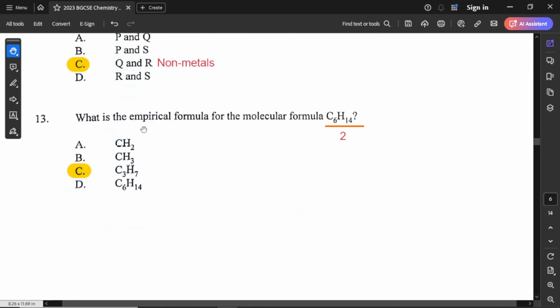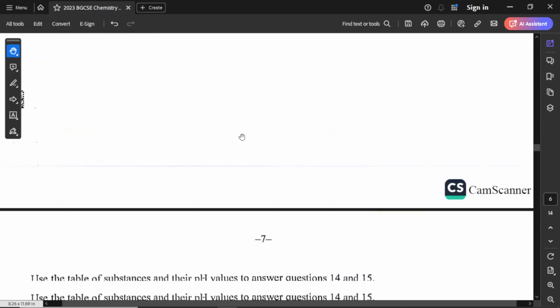For number 13, it said what is the empirical formula for the molecular formula C6H14? Right here, the lowest common factor is 2. So we divide both numbers by 2. And what we get here is 3 and 7. So therefore C is correct for 13.